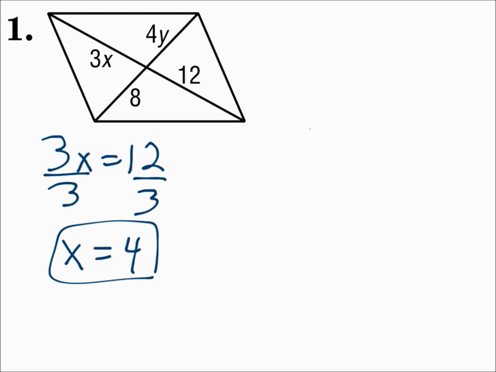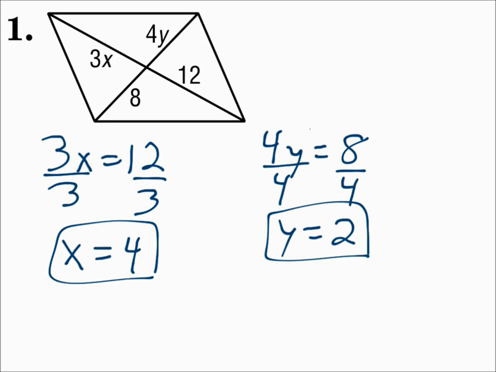For the other diagonal, since it's bisected, the two halves are equal as well. So 4y equals 8. Divide both sides by 4, and y is 2. In a parallelogram, the diagonals bisect each other, so make the halves equal.